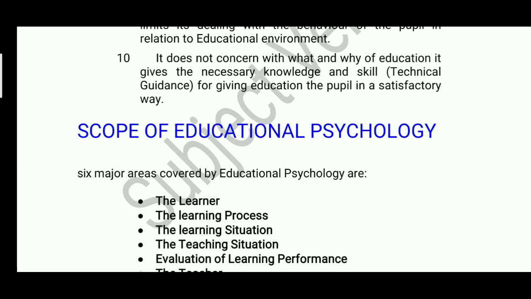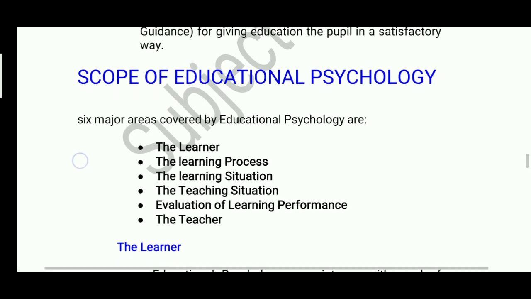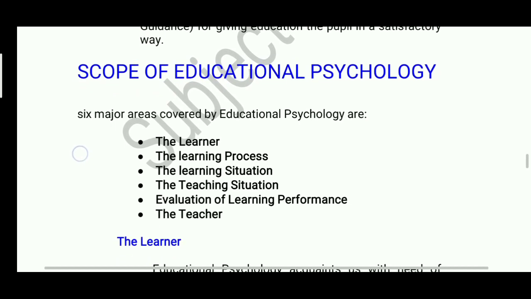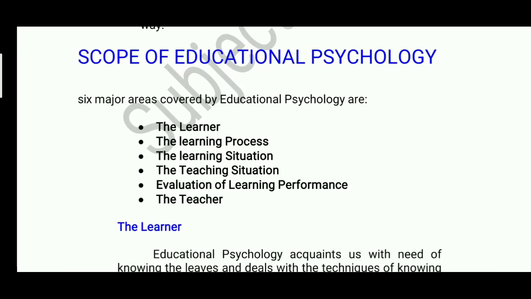Six major areas are covered by educational psychology: the learner, सीखने वाला; the learning process, सीखने की प्रक्रिया; the learning situation का atmosphere; the teaching situation, meaning the ability and capability of the teacher; evaluation of the learning and teaching performance, meaning the process, how much is beneficial and useful; and at last the teacher.